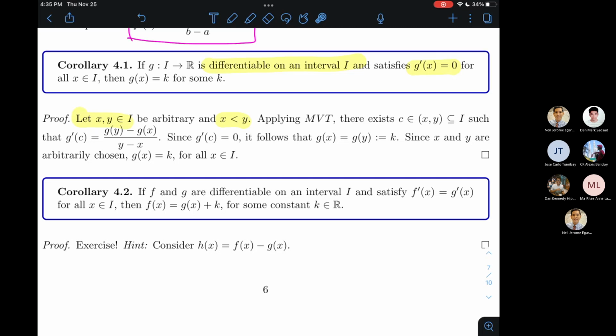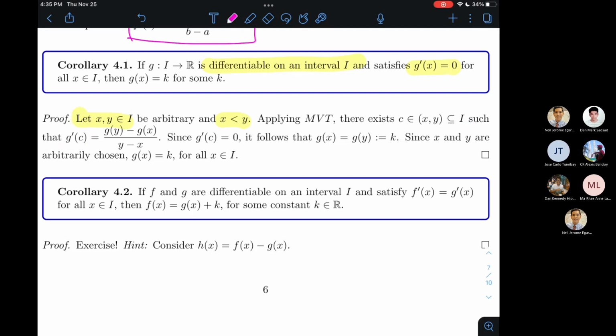Okay. Si g ay differentiable sa open interval, so we can apply MVT. So that means there exists a number c between x and y, which is a subset of I, such that g prime of c is equal to the mean value. Okay? So application ng mean value theorem. Pero dito papasok yung assumption natin na yung derivative ay equal kay 0 sa lahat ng x's doon sa interval I. Si c ay nasa interval I, so g prime of c must be equal to 0.